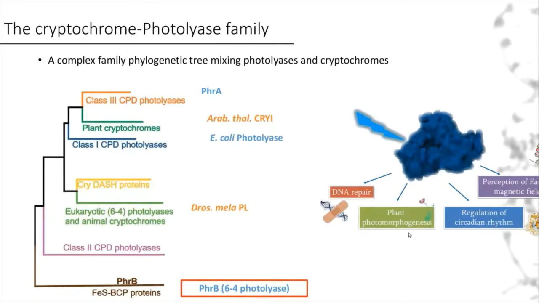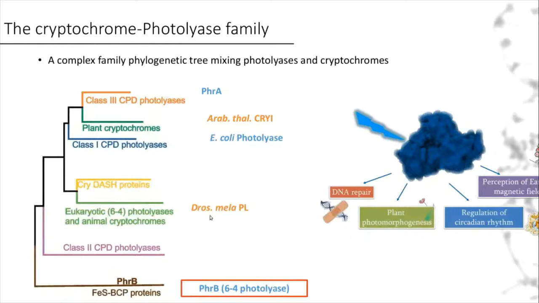Cryptochromes are involved in plant photomorphogenesis, in regulation of circadian rhythm, and perception of Earth's magnetic field. I was more interested in PHRB, which is a 6,4 photolyase, and which belongs to a part of this family which is close to the ancestor of all these proteins.